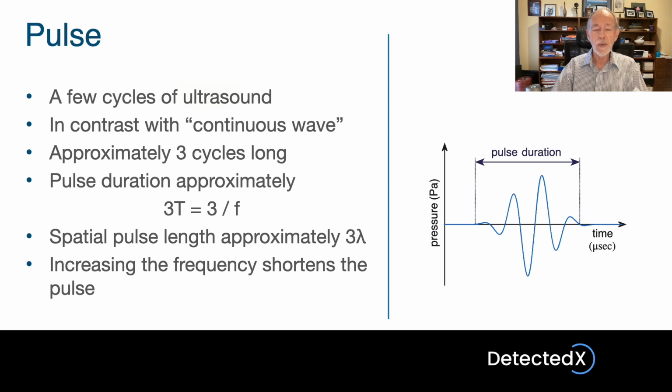Notice that both of these measures of the size of the pulse get shorter as the frequency increases. So as the frequency increases, the pulse duration gets smaller, and also the wavelength gets smaller, and therefore the spatial pulse length also gets smaller. This is important because the pulse duration determines the depth resolution, or axial resolution as it's called, of the ultrasound image. So higher frequency means shorter pulse, better image resolution.